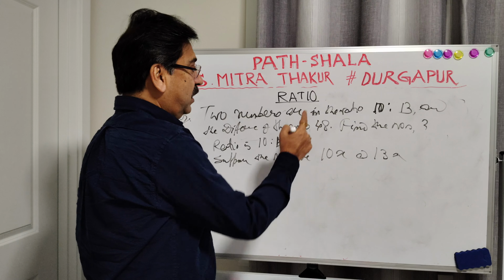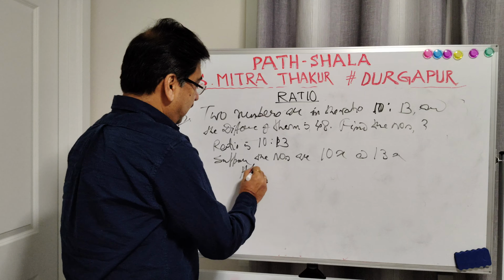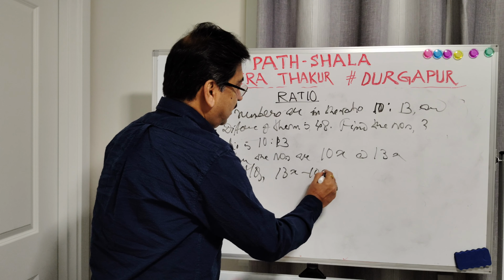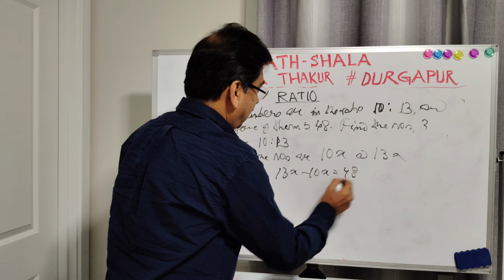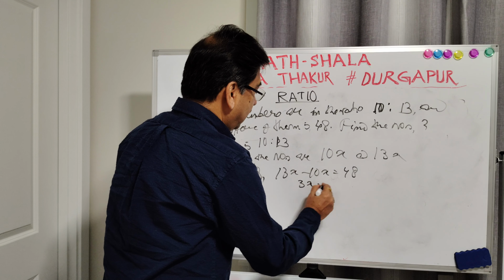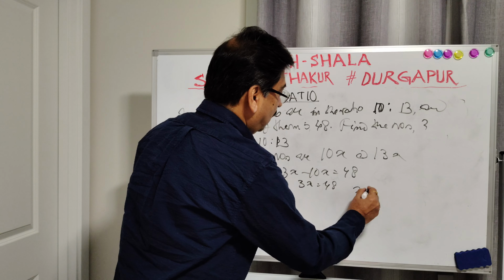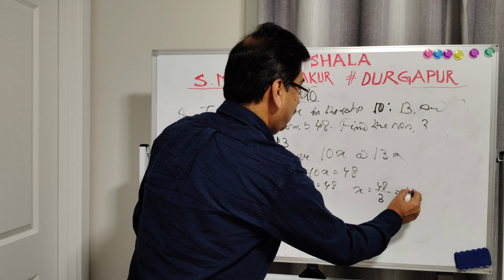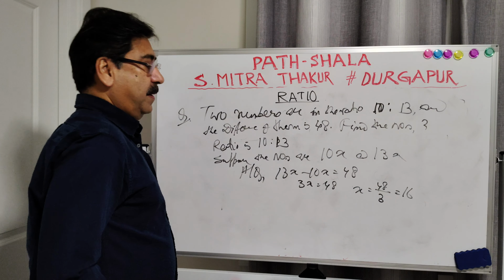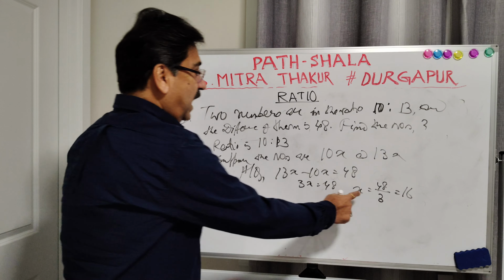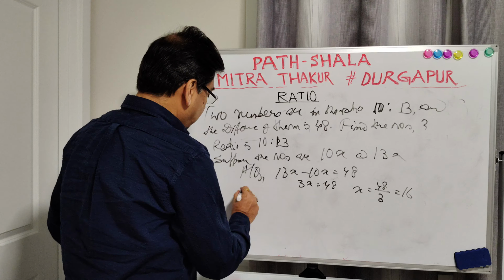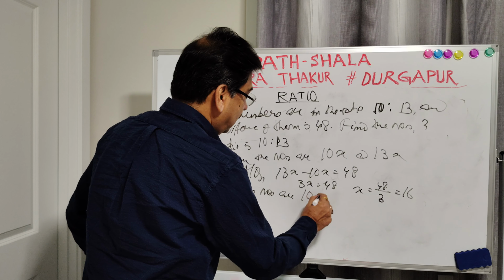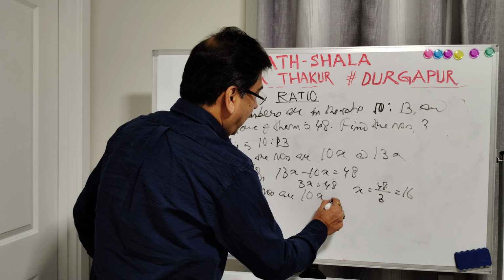Its difference is 48. So according to the question, I will write 13x minus 10x is equal to 48. That is 3x is equal to 48. x is equal to 48 divided by 3, that is equal to 16. Right? So x is calculated. Now the numbers are 10x and 13x.